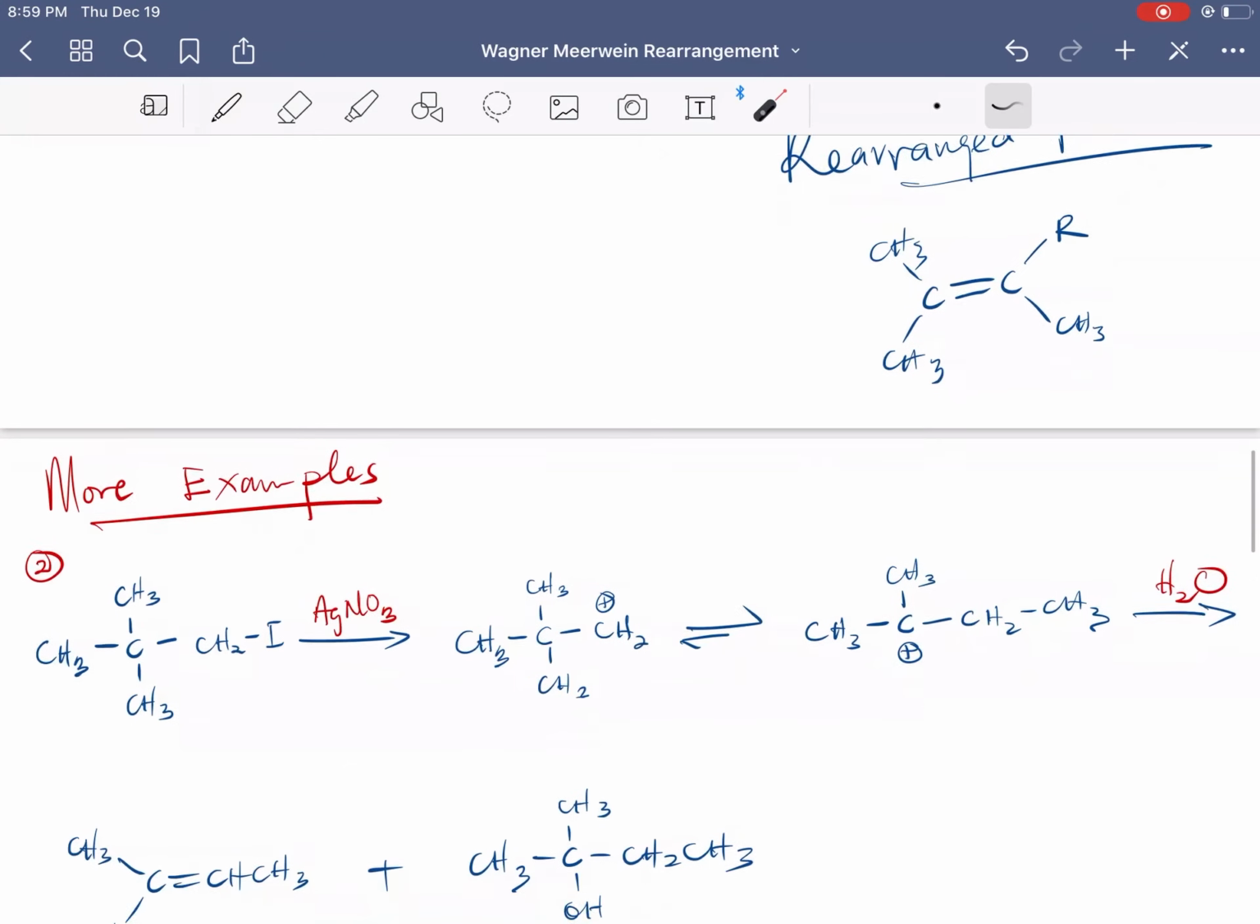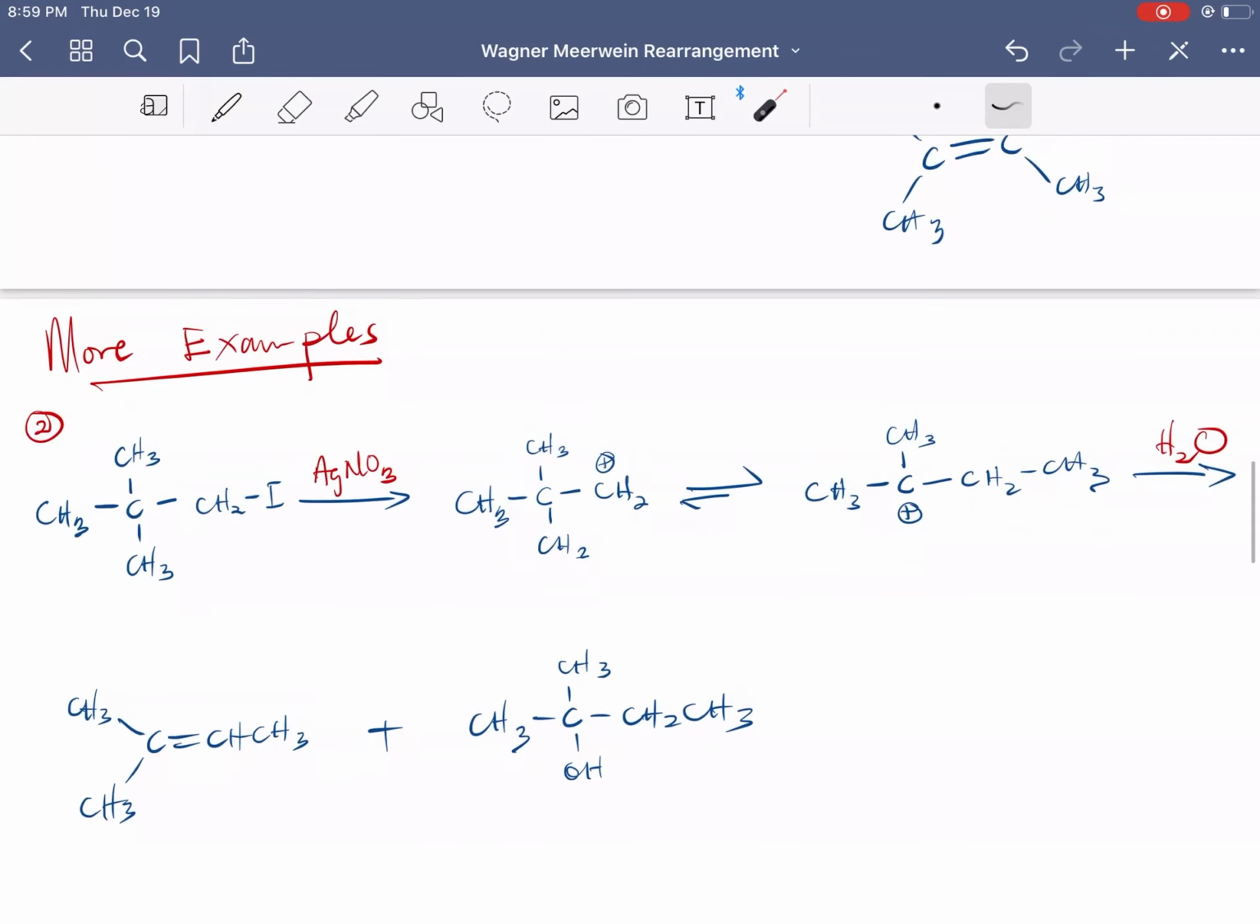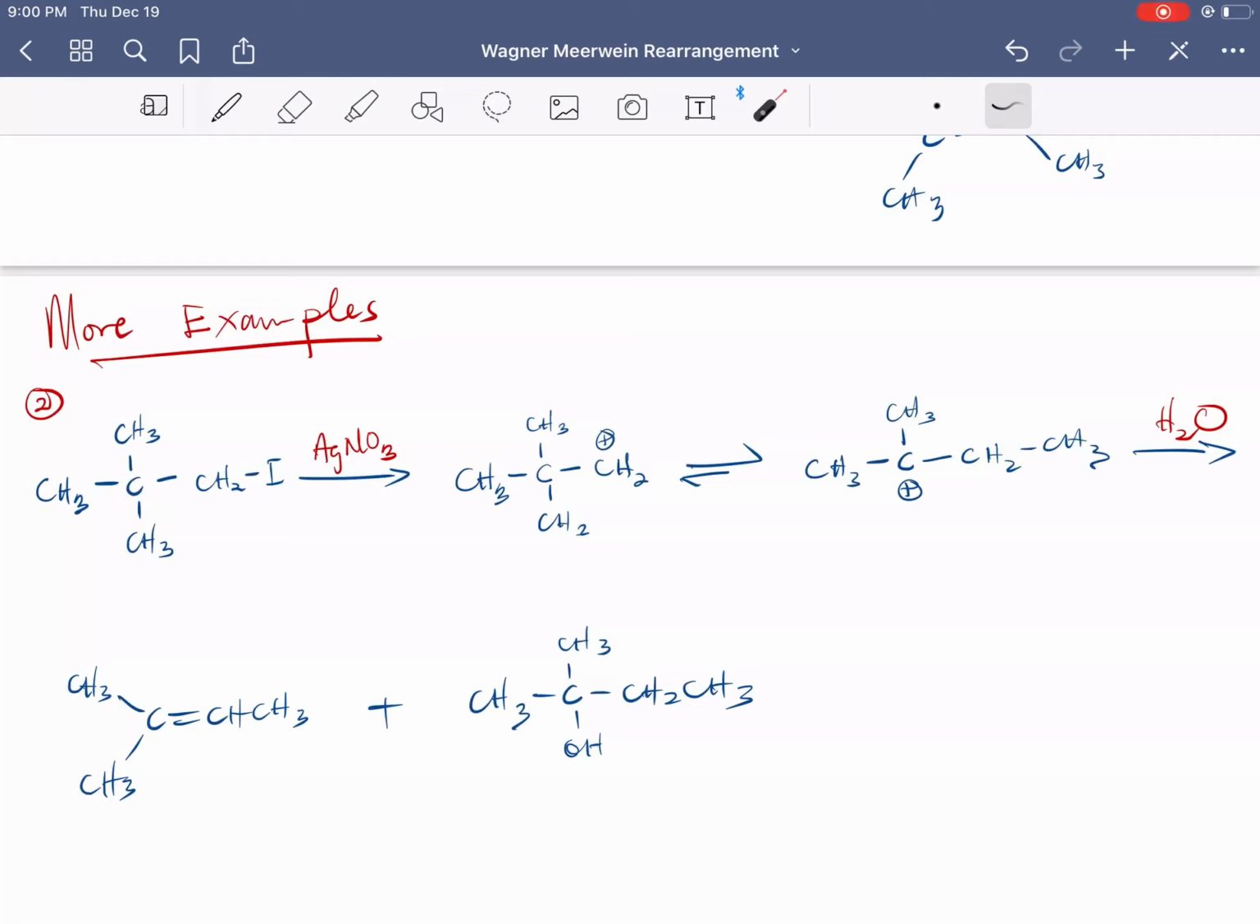Right, let's look at some more examples. Another example we could look at is the hydration or dehalogenation of alkyl halides. So we have an alkyl halide here, and then we add that with silver nitrate. We form a primary carbocation, and then this primary carbocation can rearrange to form a tertiary carbocation here. So what happens is any of these two methyl groups can migrate onto this carbon here, that we form this intermediate.